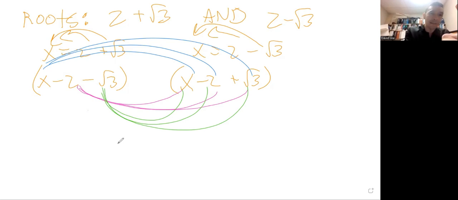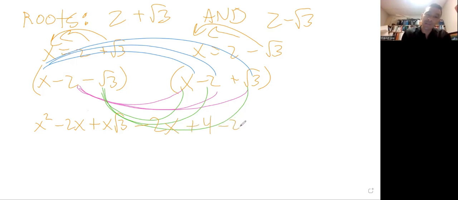And let's see what this gives us here. This should give us back x squared minus 2x plus x square root 3. And then do the pink. That should be minus 2x plus 4 minus 2 square root 3. And then finally, do the green. That should be minus x square root 3, and then plus 2 square root 3, and then minus 3.